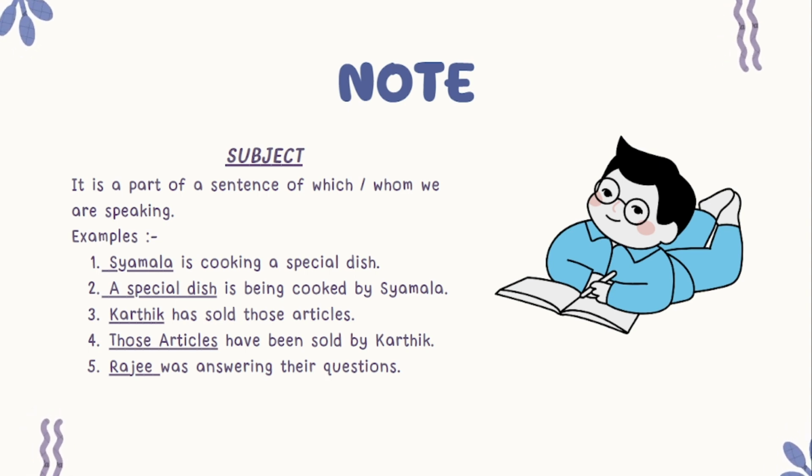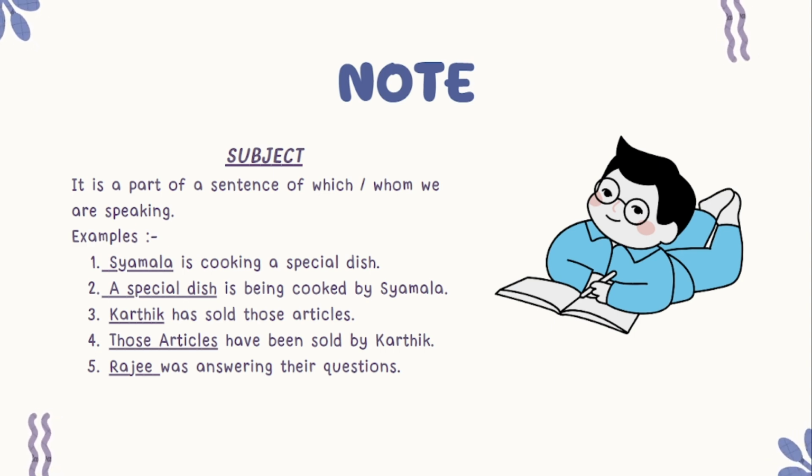A special dish is being cooked by Syamala. In this sentence, the subject is a special dish. How, sir? First reason, a special dish is a part of a sentence. Second one, we are speaking of a special dish. Third one, it is written at the beginning of the sentence. The priority is given to a special dish. So based on these three points, a special dish is considered as subject.